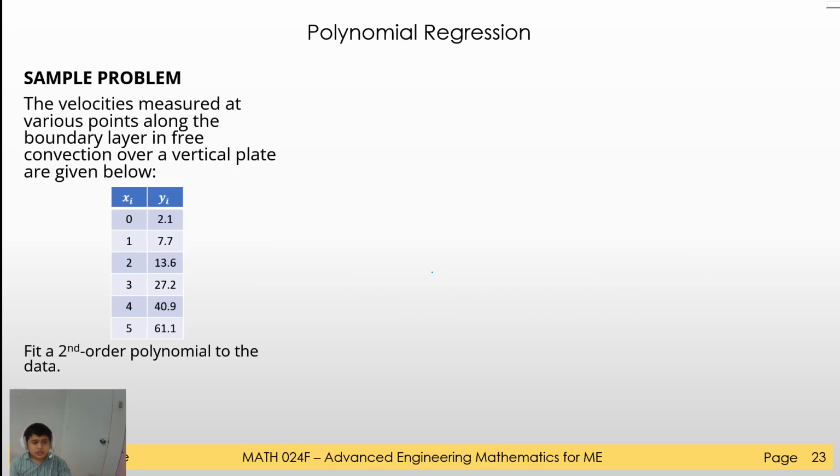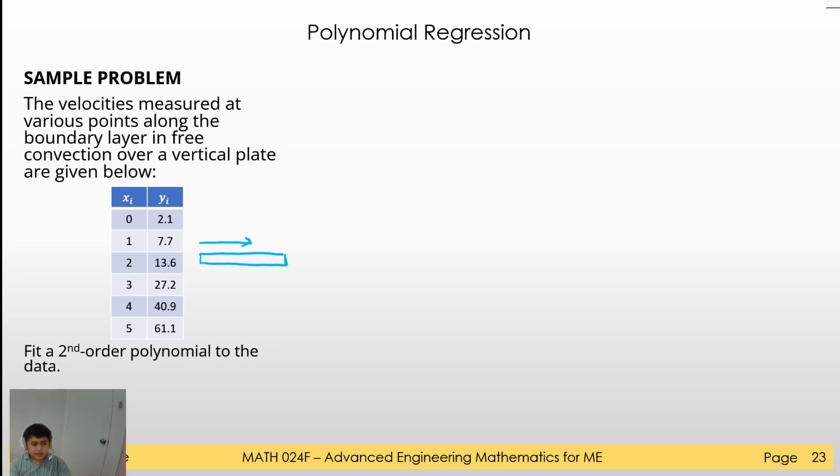So let's consider another set of data. The velocity is measured at various points along the boundary layer in a free convection over a vertical plate, as given below. You can imagine we have a boundary layer, and then there is a convection between the air and the plate.